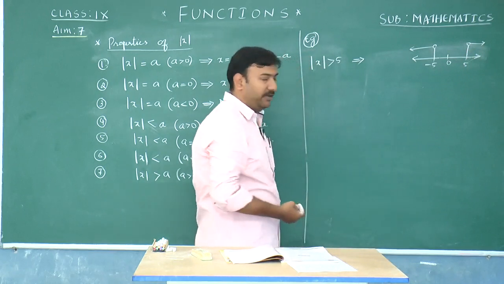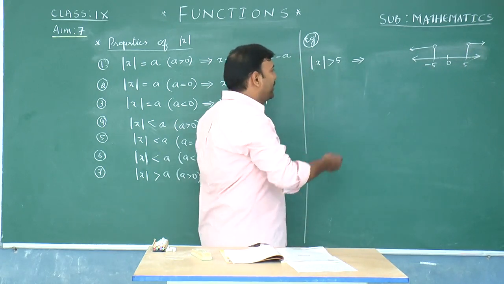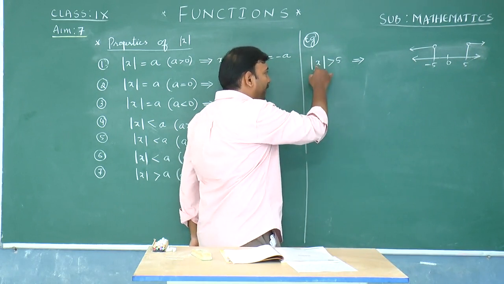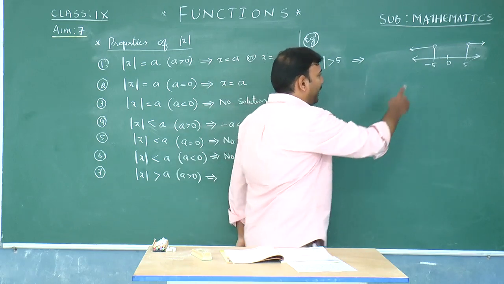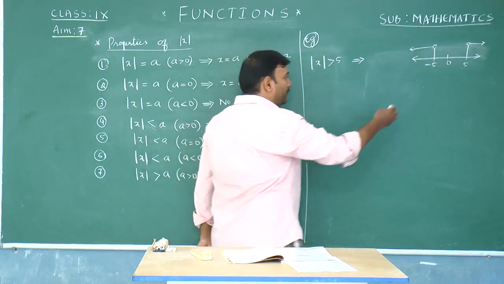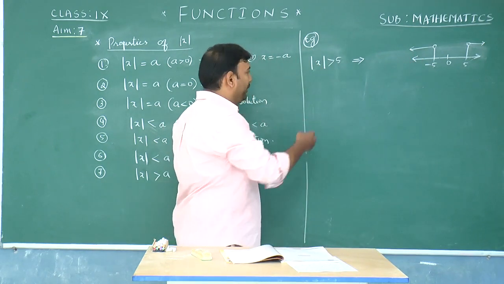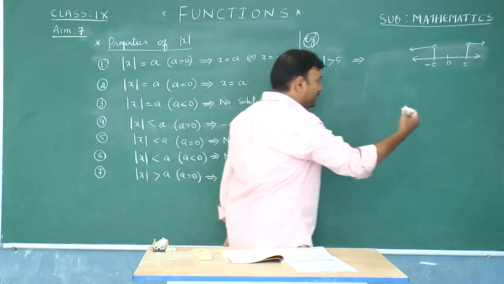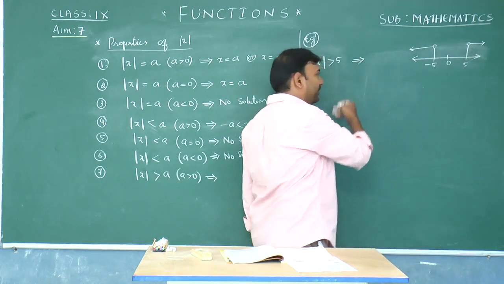Say for example, if I take a number less than minus 5, that is going to be minus 6. If I substitute minus 6, mod of minus 6 is going to be 6. That means 6 is going to be greater than 5. So minus 6 has satisfied this inequation. Not only minus 6, any number like minus 7, minus 8 and so on, any number less than minus 5 is going to satisfy this inequation. Exactly the same way, any number more than 5 is also going to satisfy this inequation.